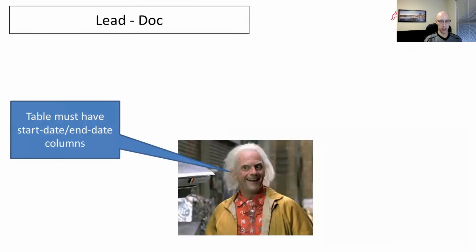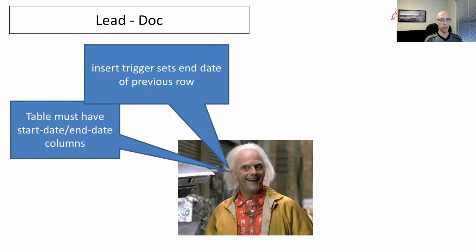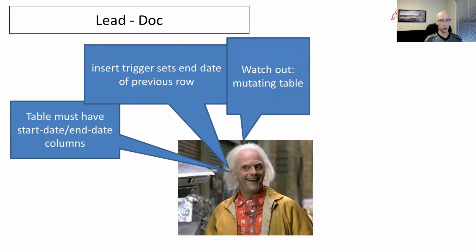Okay, so what Doc would do is take a table with a start date and end date column. Once you insert a row, we'll have a trigger so that if there is a previous row for the same action, we set the end date of that row when we insert the new row. Yeah, but it's a bit tricky. You need to watch out because it's a mutating table. The trigger actually queries the table that it's changing. So we need to be careful there.